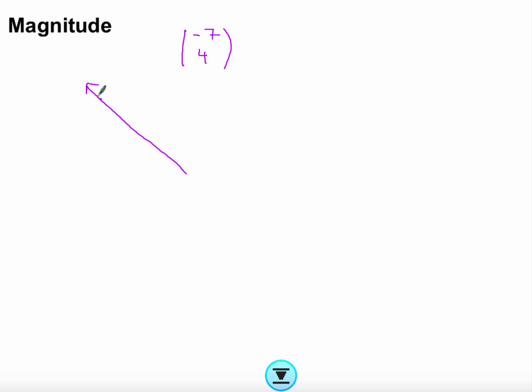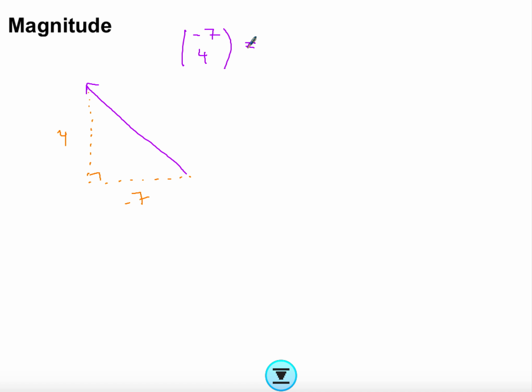I want to know how long I moved, and hopefully you can see that I can form a right angle triangle from this. I moved 7 units backwards and 4 units upwards, and you can use Pythagoras to find the length of this. So to find the magnitude of vectors, you can either memorize the formula or think about it as Pythagoras.